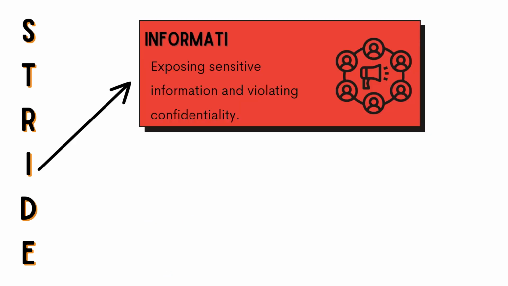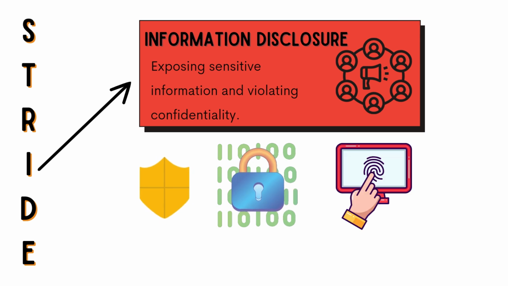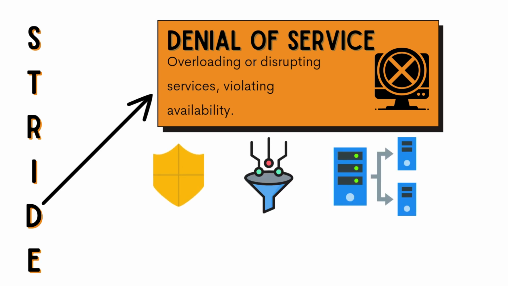Fourth is information disclosure, exposing sensitive information and violating confidentiality. Protect your confidentiality from information disclosure through encryption and access controls. Fifth is denial of service, overloading or disrupting services, violating availability. Mitigate this risk by implementing traffic filters and load balancing, ensuring uninterrupted service.